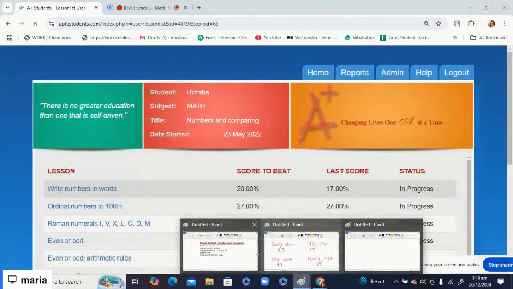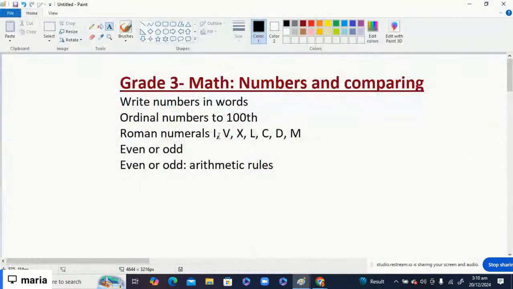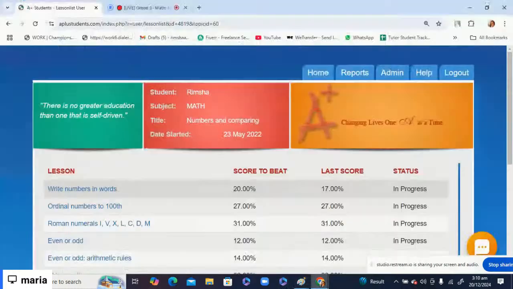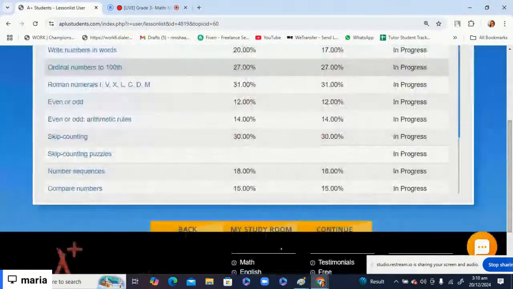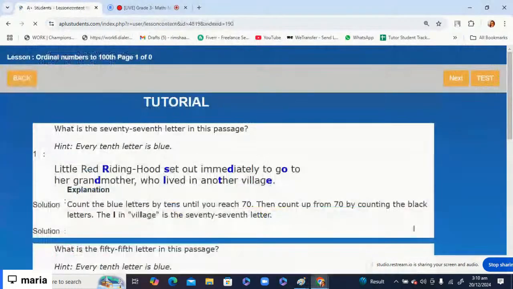So our next lesson is ordinal numbers to 200th. So let's start this one. What is the 77th letter in this passage? Okay. Every 10th letter is blue. So here they are saying that every 10th letter is blue. So we are going to find the 77th letter. So what is the 77th letter?